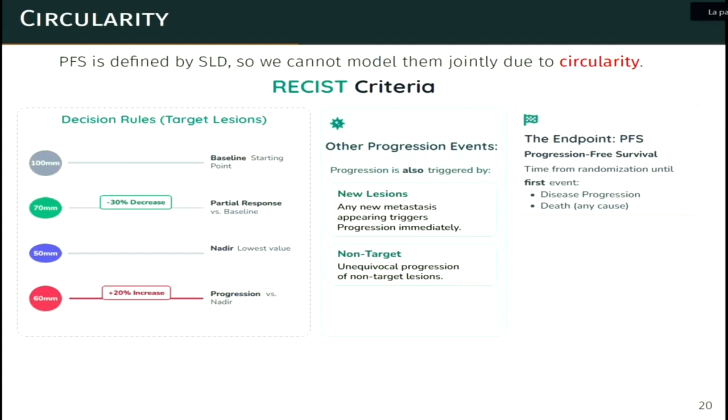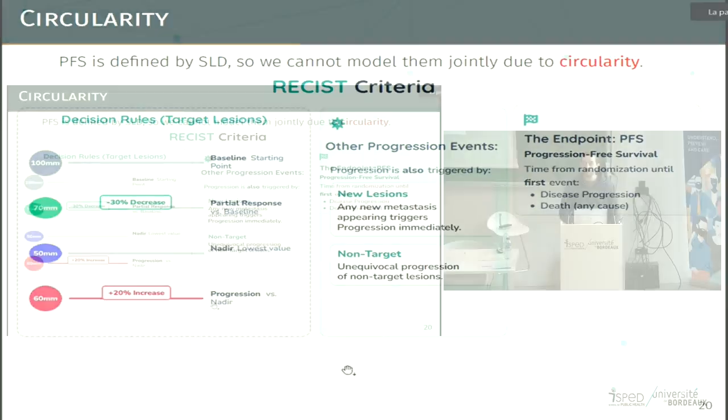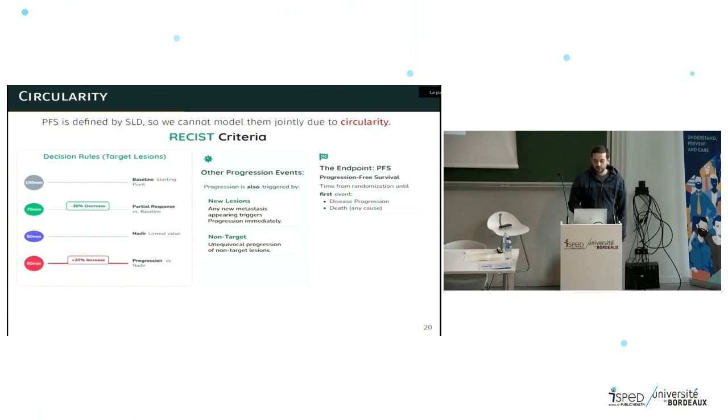Another important point: we can do joint models for overall survival, but for progression, I mentioned that progression is triggered by a 20% increase in tumor size. So we cannot have tumor size in the predictor and in the endpoint. That's circularity, and that's mathematically wrong.